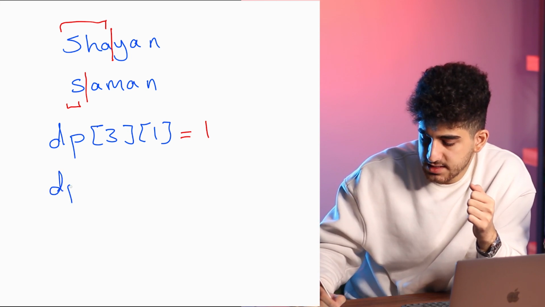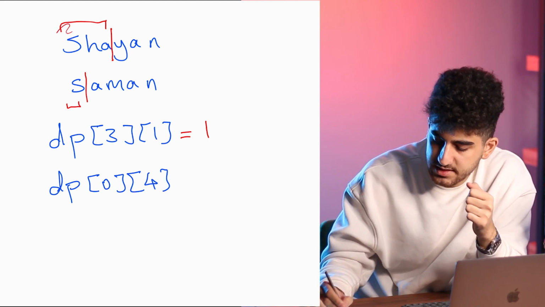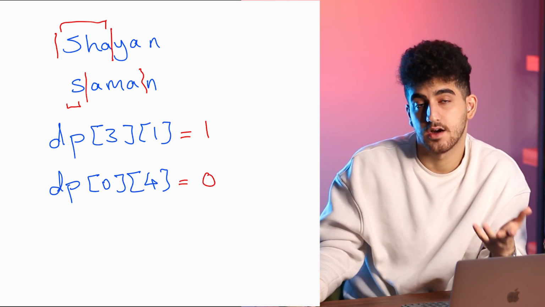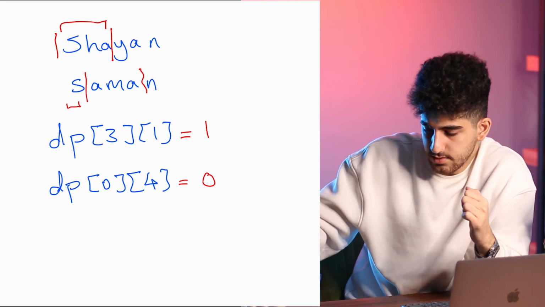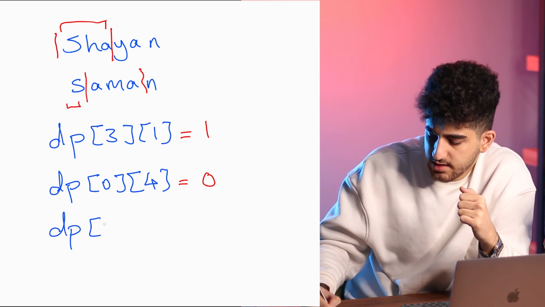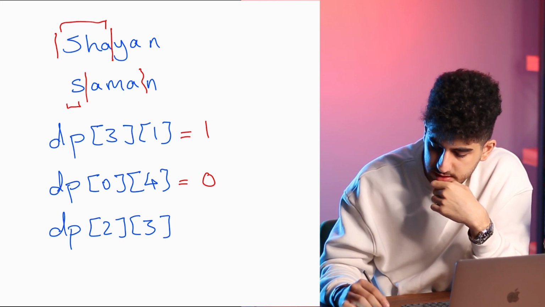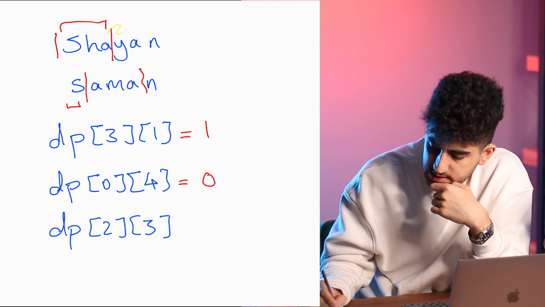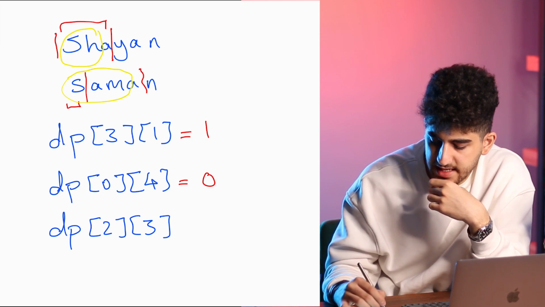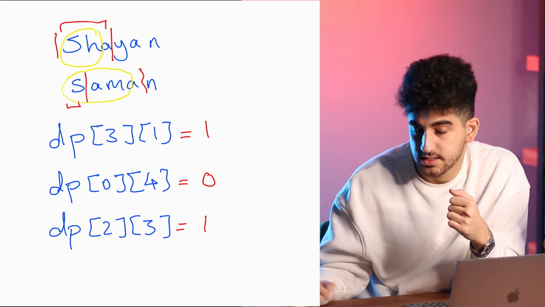What about dp of 0 and 4? dp of 0 and 4 means the first 0 letters from the first string and the first 4 letters from the second string. Well, this is 0 definitely, because one of the strings is empty. Also, what is dp of 2 and 3? dp of 2 and 3 is the longest common subsequence of these two strings, sh and sam. And this is again S, so this is equal to 1. So this is how we defined our dp.